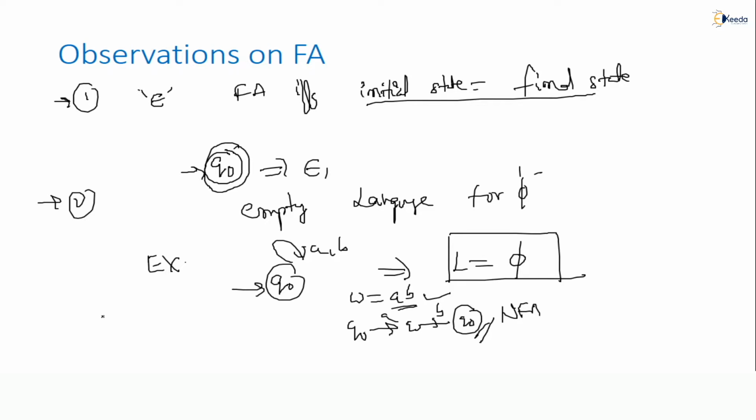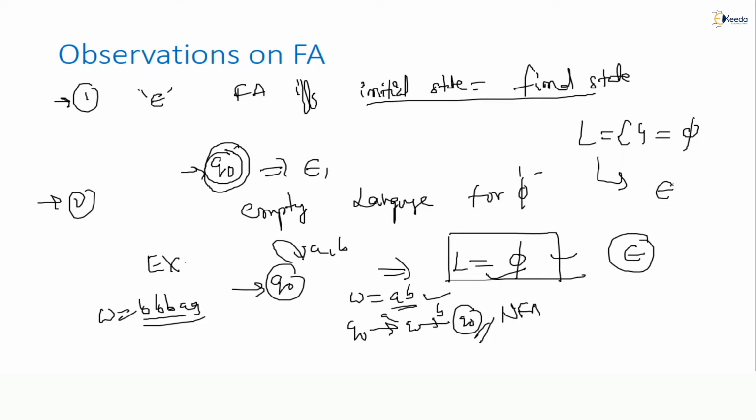Whatever string W you give for this FA, it won't accept it. There is no final state here, so it won't accept any string. Only emptiness is accepted. When I say empty language, even epsilon is not accepted. You must understand that L equals empty language, not the empty set containing epsilon. I think I gave this note in the previous session also. The empty language contains no epsilon.